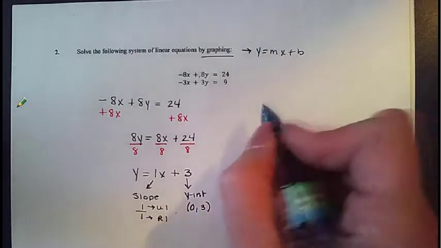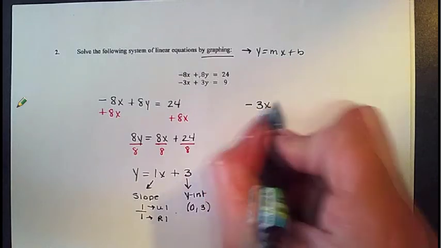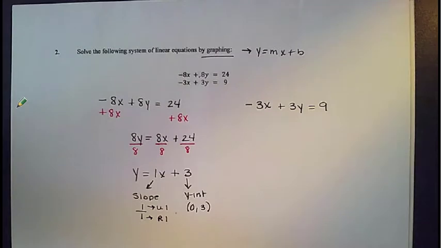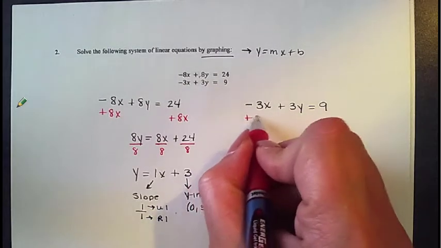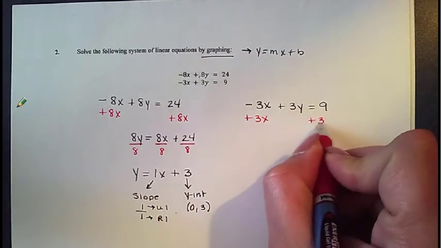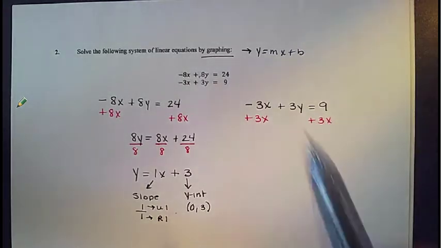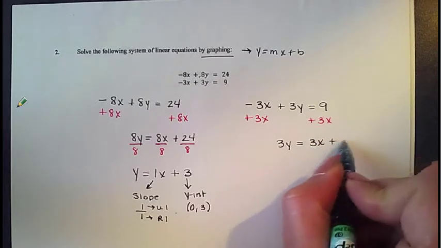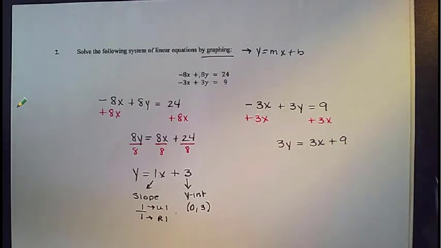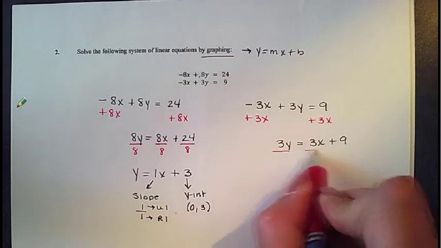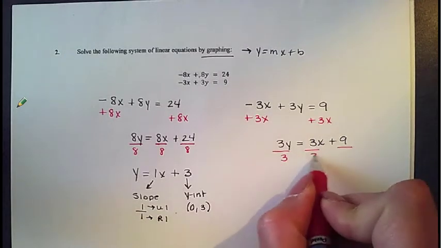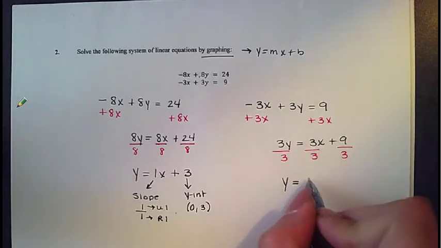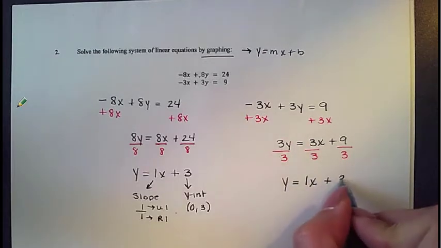Now we're going to do the exact same thing with our second equation, negative 3x plus 3y equals 9. Again, we want to add the 3x to both sides. So we're going to end up with 3y equals 3x plus 9. And one more step here and we'll get our y by itself. We need to divide everybody through by that 3 in front of our y value so we can get y by itself. And we've got y equals 1x plus 3.